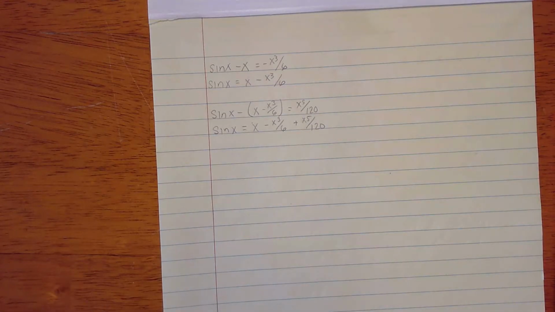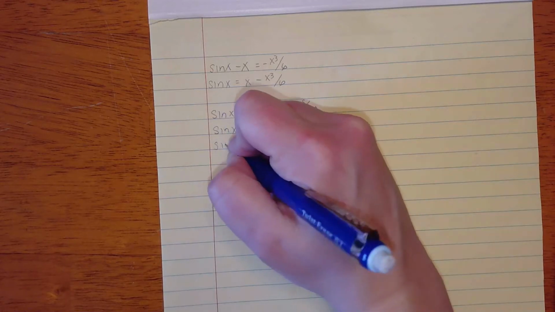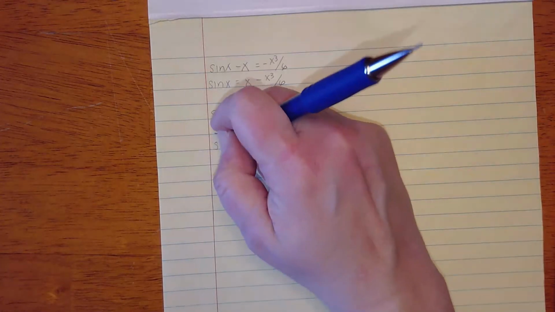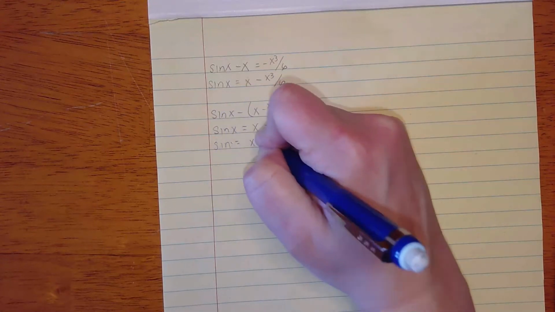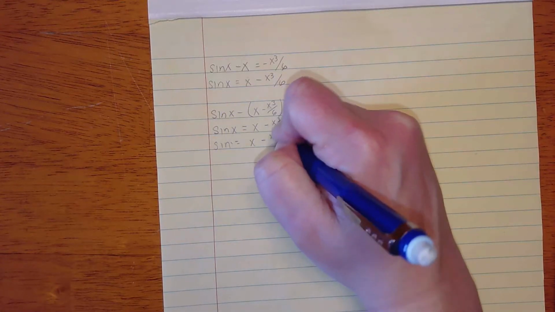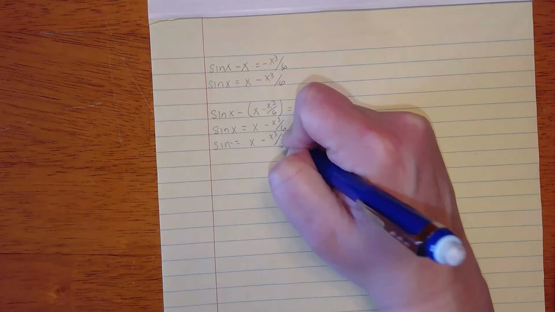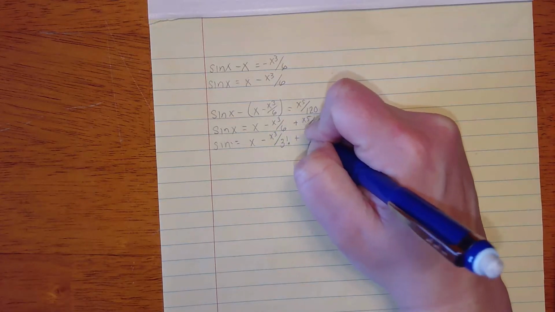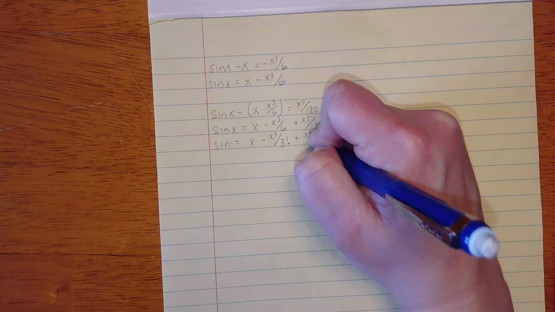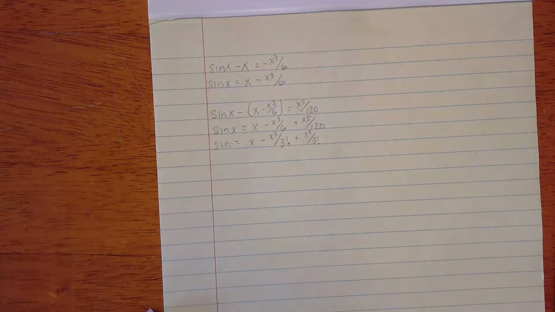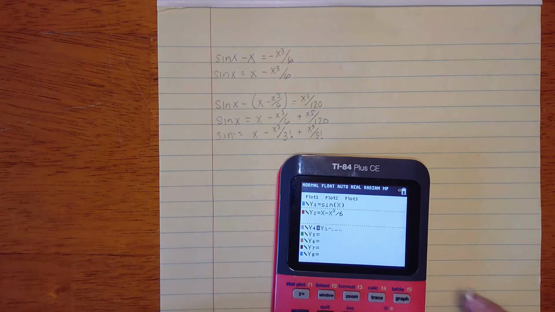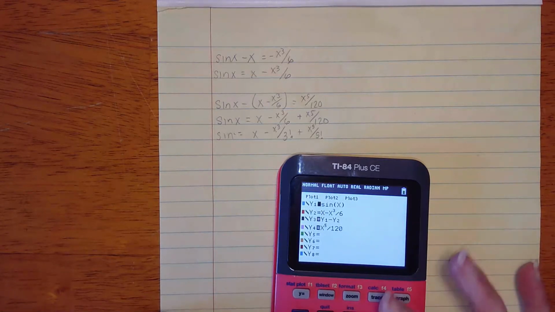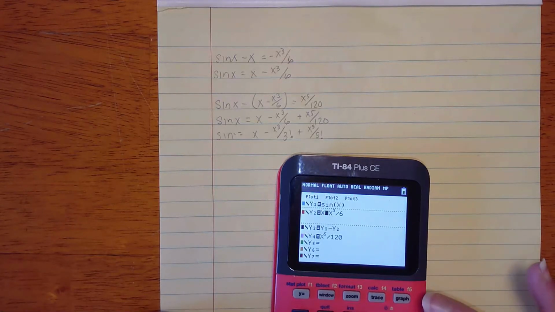And then somebody recognized right away, oh, it was a great moment. I was so excited. We had the sine, and they recognized that 6 is 3 factorial. 120 is 5 factorial. And that's going to mean something to us. Okay, so now I'm going to go back to here and I'm going to add in this term.